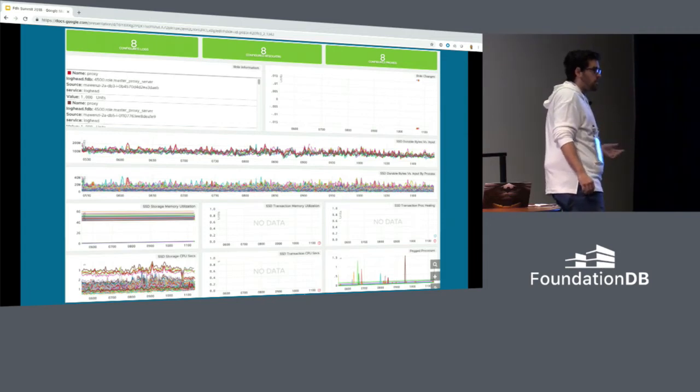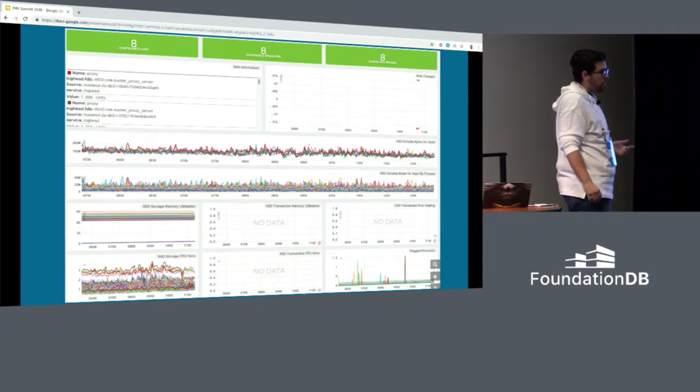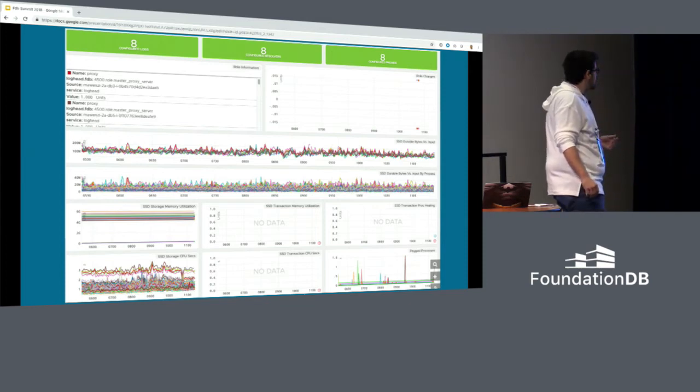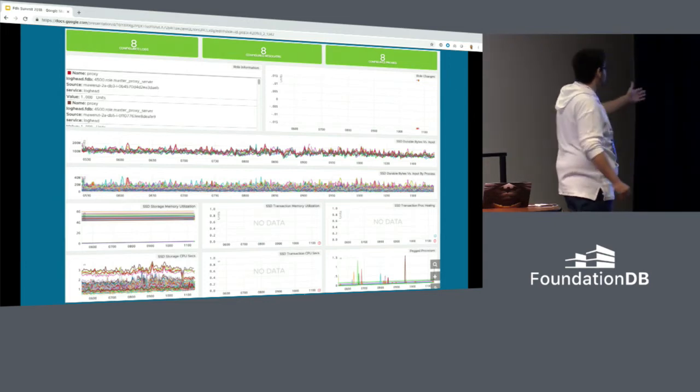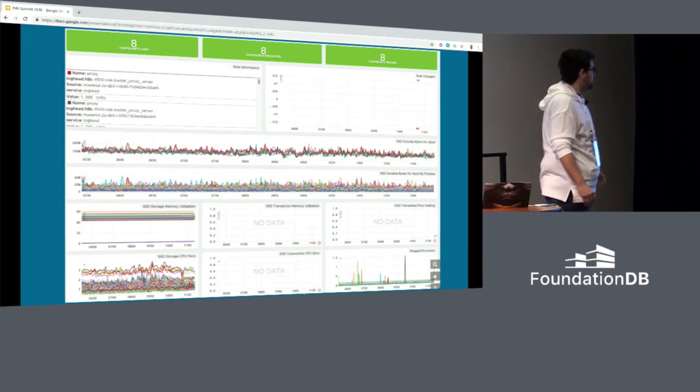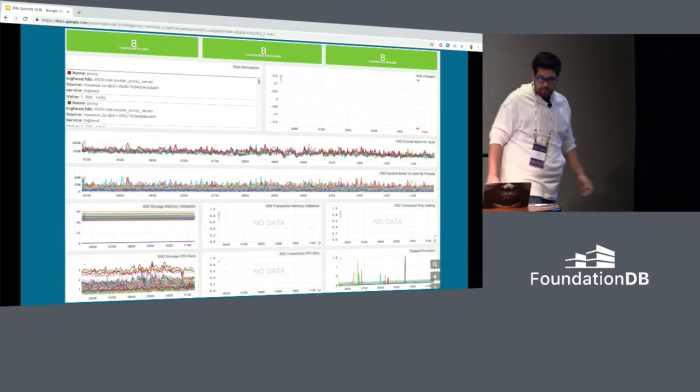Sometimes data is not properly distributed. Sometimes the CPU is hot somewhere, and your T logs, which are CPU bound, are going to have some issues. It shows us how much storage memory is being used, if there's any transaction processes, and how much is being used. This is everything that comes out of the trace logs, but readable.